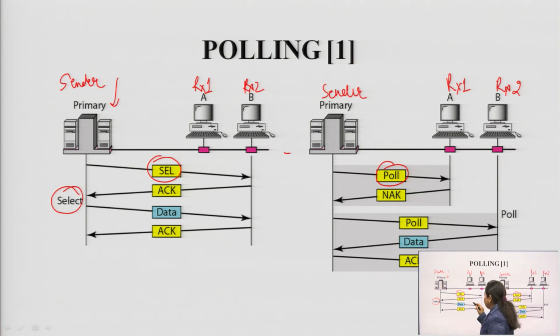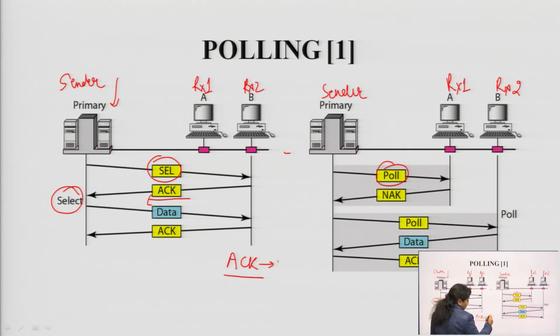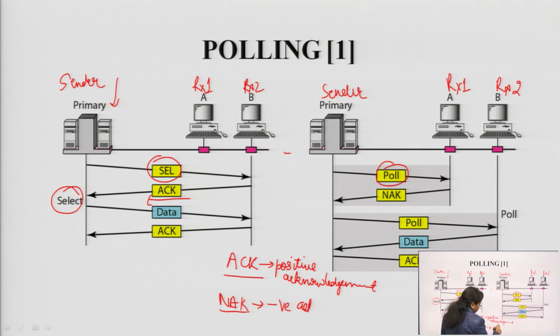Then in the feedback path, it will transmit an acknowledgement. When it is a positive acknowledgement, it is denoted by ACK. So, this is the positive acknowledgement. And when it is NAK, this is the negative acknowledgement. So, this is positive, this is negative. So, 2 types of acknowledgements are there. ACK means the positive acknowledgement, then in return the sender will transmit the data.